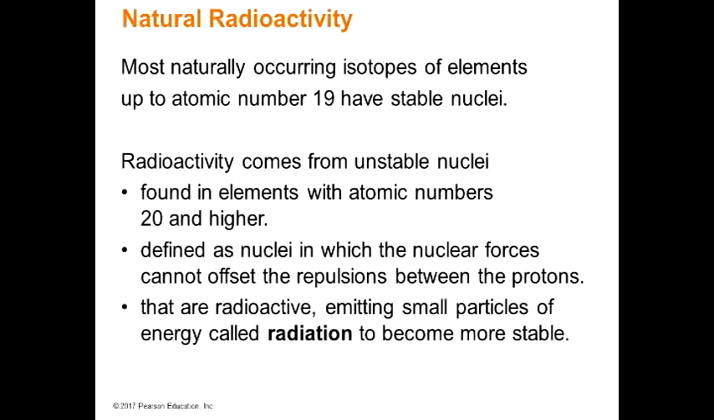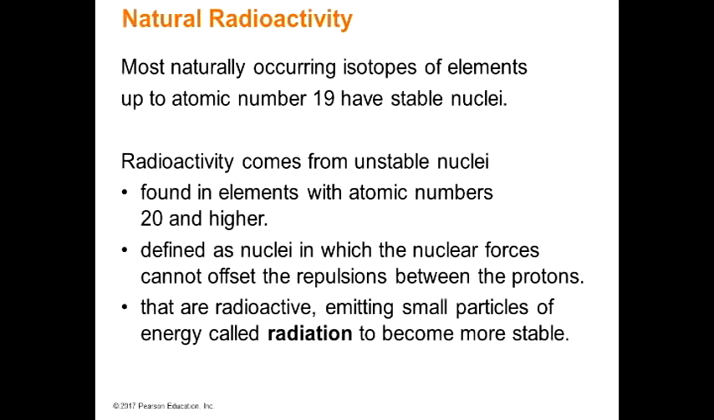So, natural radiation. Most naturally occurring isotopes or elements up to atomic number 19 have stable nuclei. In other words, elements have what's called radioactivity. So it's not a scary word, right? It's just which ones have an impact on us. Okay, so they have these radioactive components.